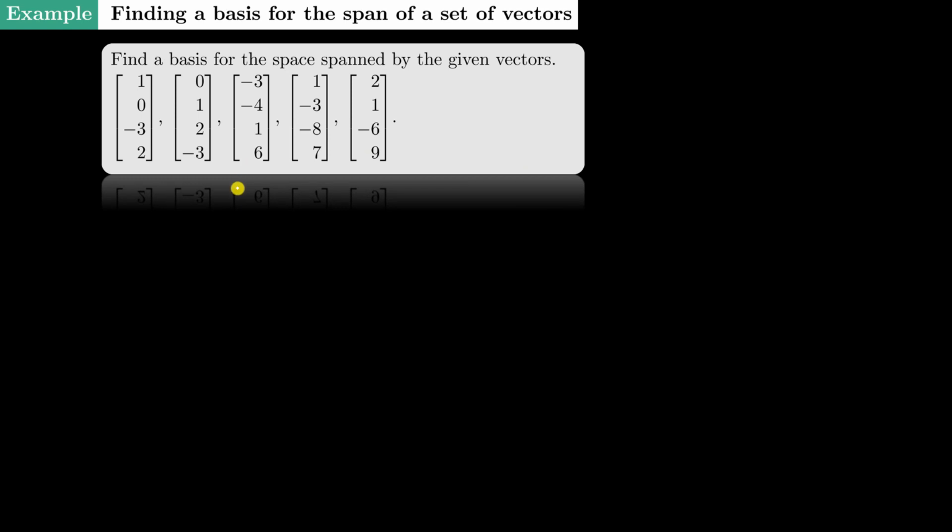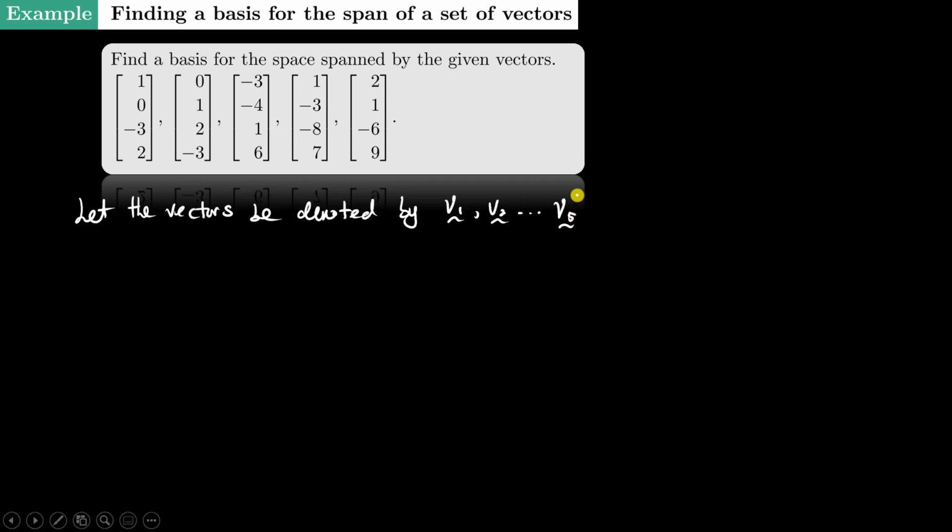Our last question for this lesson is to find a basis for the space spanned by the given vectors. We are given 5 vectors here. So, how do we find the space spanned by a given set of vectors? We simply make use of what we already know to compute the column space of a certain matrix. Okay, let's see how we can do this. First, we let the vectors be denoted by V1, V2, all the way to V5. There are 5 vectors here.